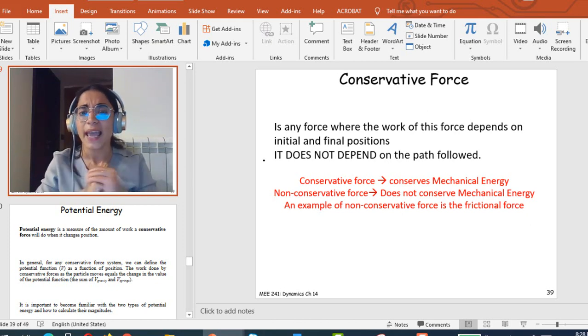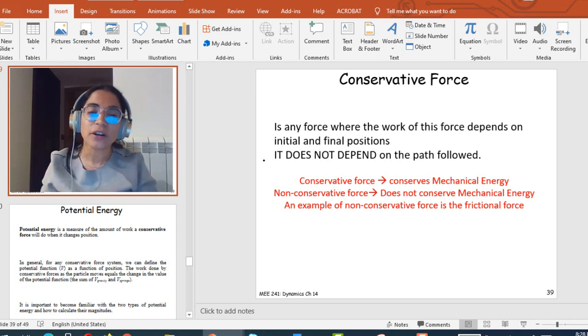A percentage of this mechanical energy will be transferred to thermal energy due to the presence of this frictional force. And what you have to know, guys, is that the work of a frictional force is always proportional to the distance traveled. I want you to remember the difference between the distance traveled and the displacement from the first part of this course, chapter 12.